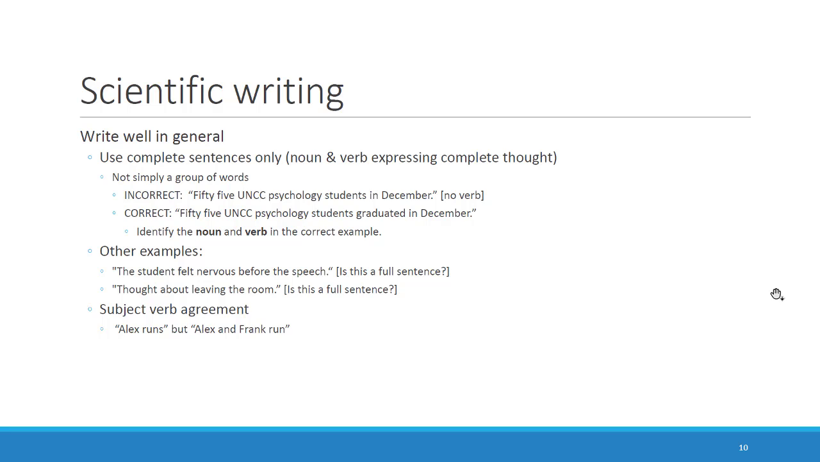You also want to make sure that you have subject-verb agreement. So, for instance, if you have one person, like Alex, you could say Alex runs, but if you have two people or more, you could say Alex and Frank run, rather than Alex and Frank runs.